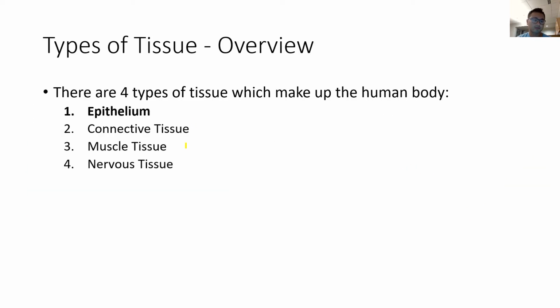As a brief overview, there are four types of tissue which make up the human body: epithelium or epithelial tissue, connective tissue, muscle tissue, and nervous tissue. And in this video we're going to be focusing on epithelium.